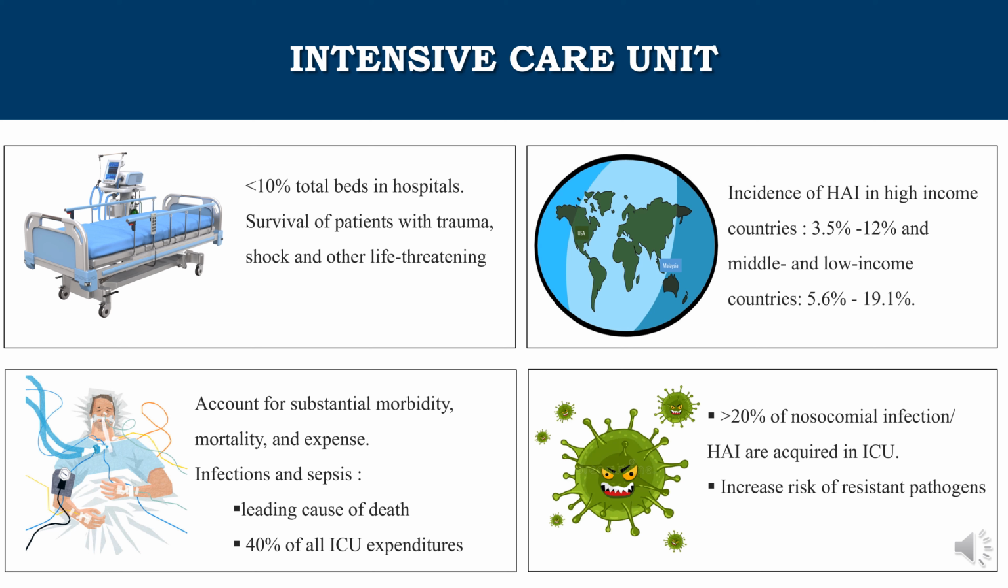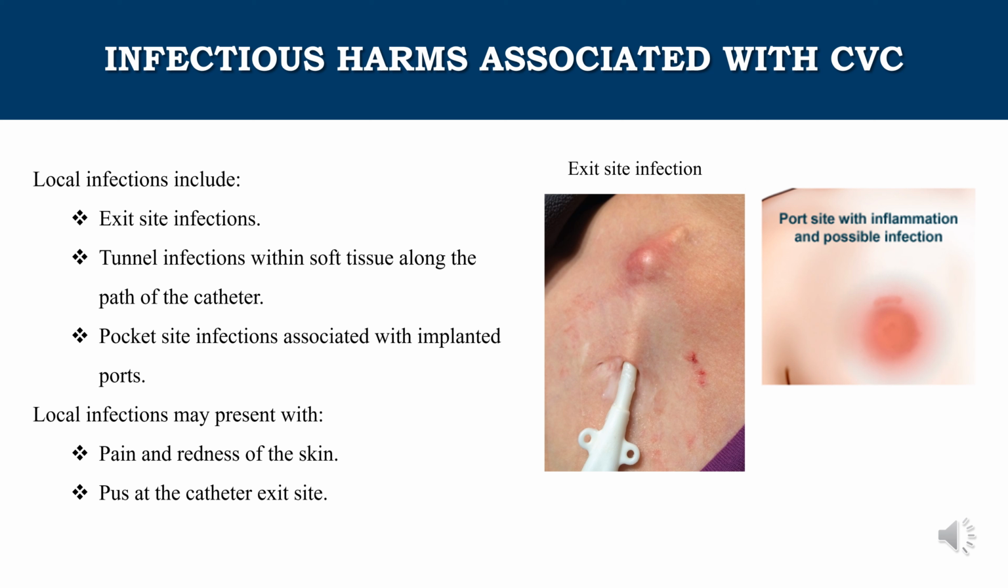The use of CVCs is associated with a risk of both infectious and non-infectious harms. Infectious harm due to pathogens entering the skin or bloodstream as a result of the device can be local or systemic. Local infections include infection at the CVC exit site or within the soft tissue along the path of the catheter, such as a tunnel infection or a pocket infection associated with an implanted port. Local infections may present with pain and redness of the skin at the exit site, along the path of the catheter, or over the site of the implanted port. Pus at the catheter exit site may also be present.